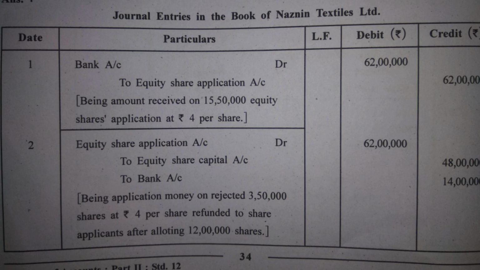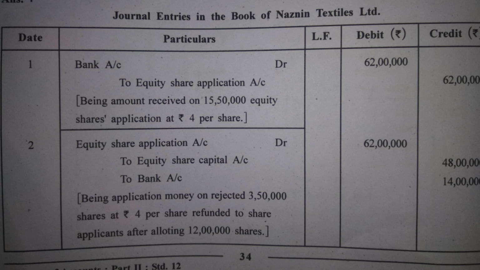Alright, let us start then. The first journal entry obviously is always for receipt of application money. So the very first journal entry that we have written is bank account debit to equity share application account, when application money is received.